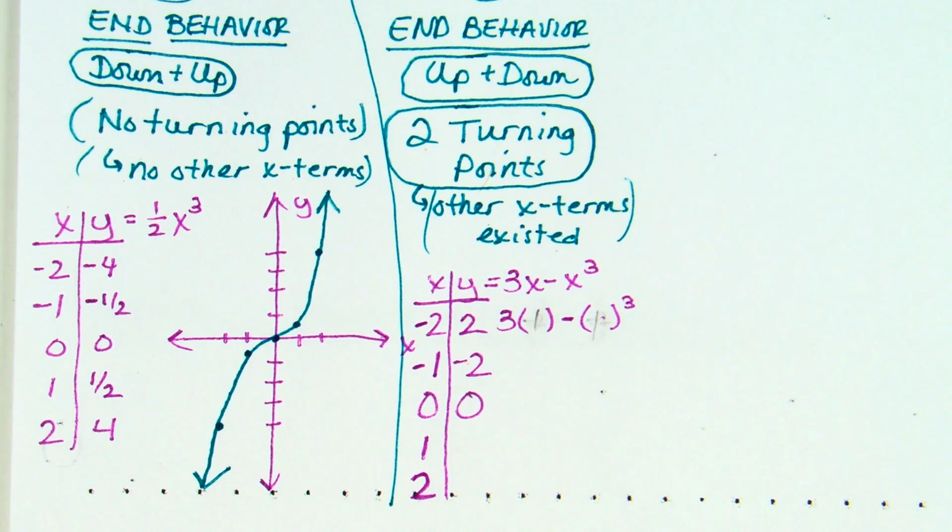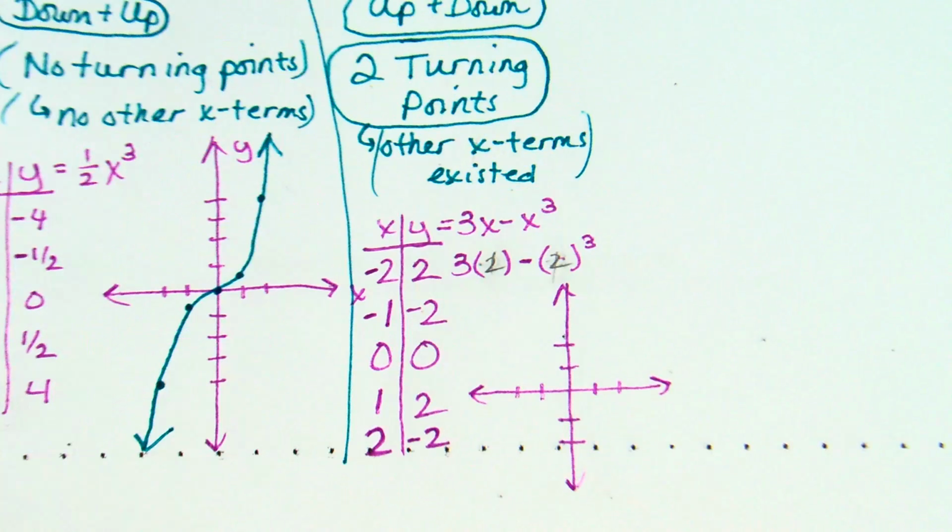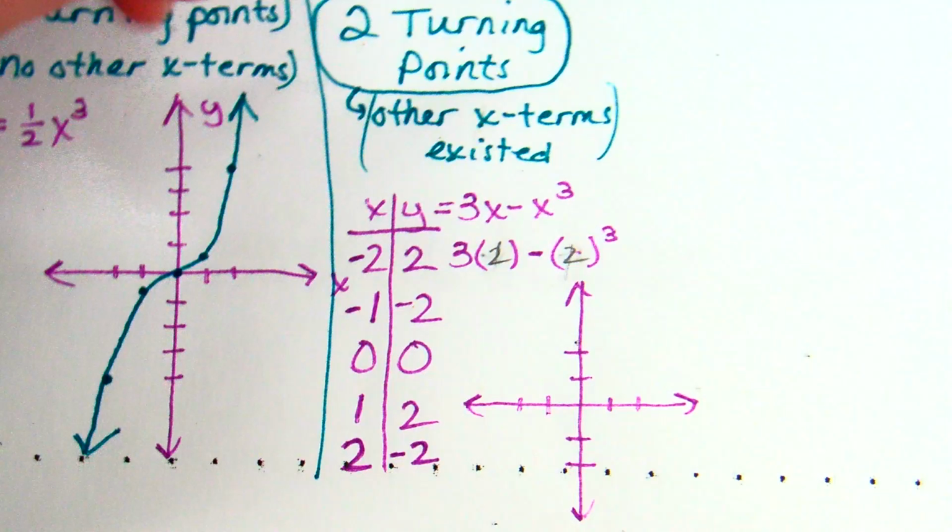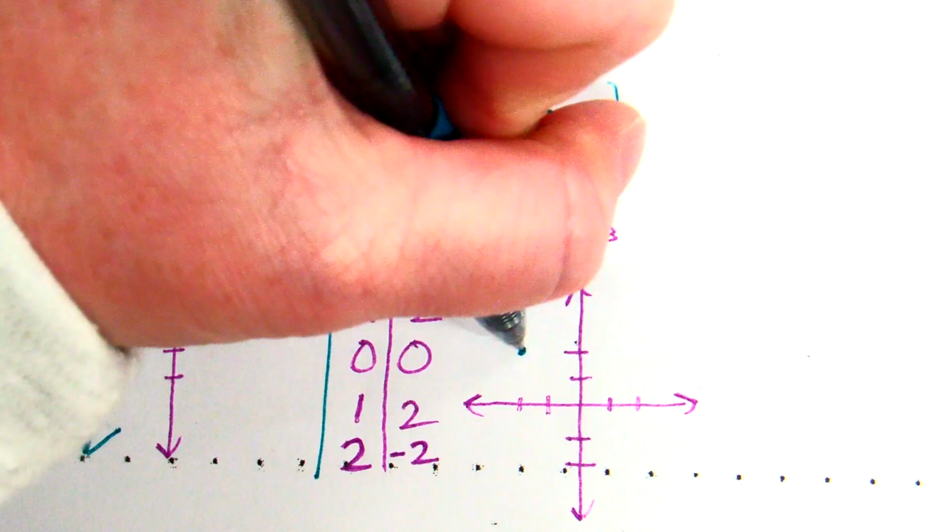So we're going to go left 2 up 2. Left 1 down 2. 0, 0. Right 1 up 2. Right 2 down 2. I'll give you a hint, it's not an X. How do I connect it? It's backwards. That's like a little squiggly.